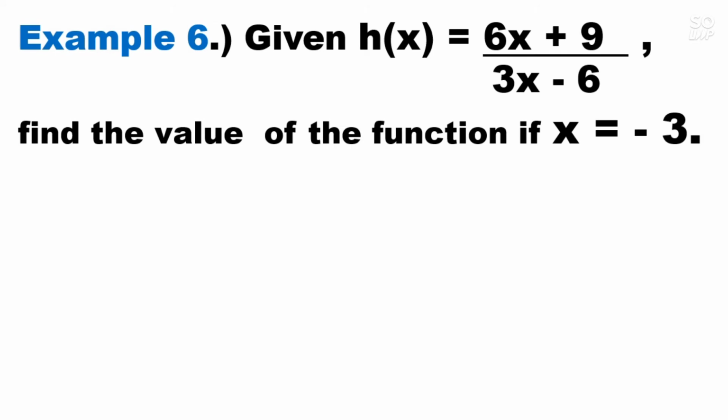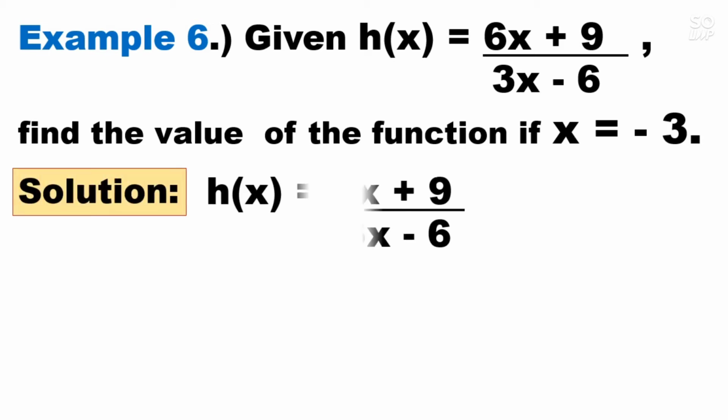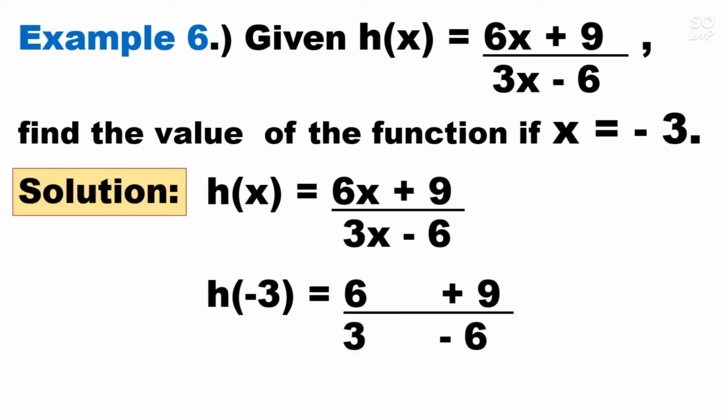Okay, next, let's have number 6. Given h of x equals 6x plus 9 all over 3x minus 6, find the value of the function if x is equal to negative 3. And now this is the solution. We have h of x equals 6x plus 9 over 3x minus 6. Again, we change x by negative 3.